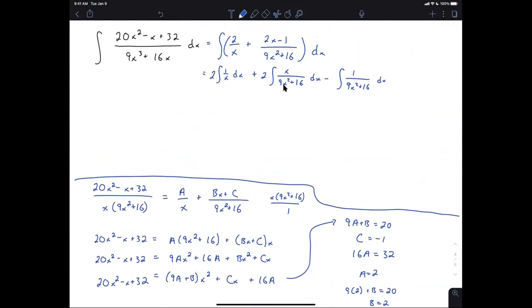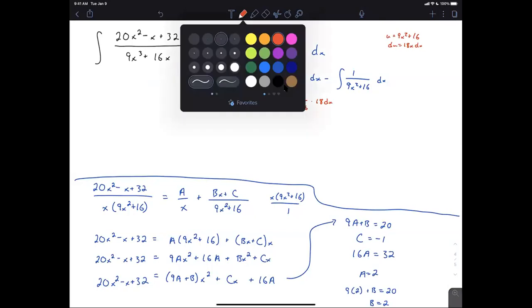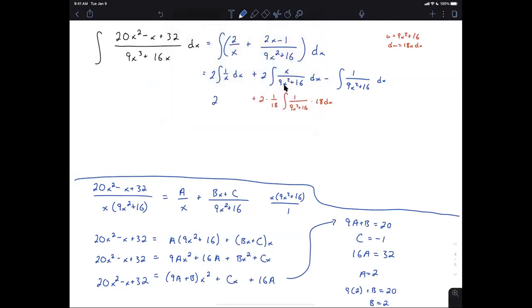But all right, so here we're going to use log on this first one. So I'm going to split this into 2 separate colors. So we're going to do the log one in red. So u is going to be 9x squared plus 16, and du is going to be 18x dx. So on this second one, I need 1 over 18 outside and 18 inside. The first one is easy and is that.